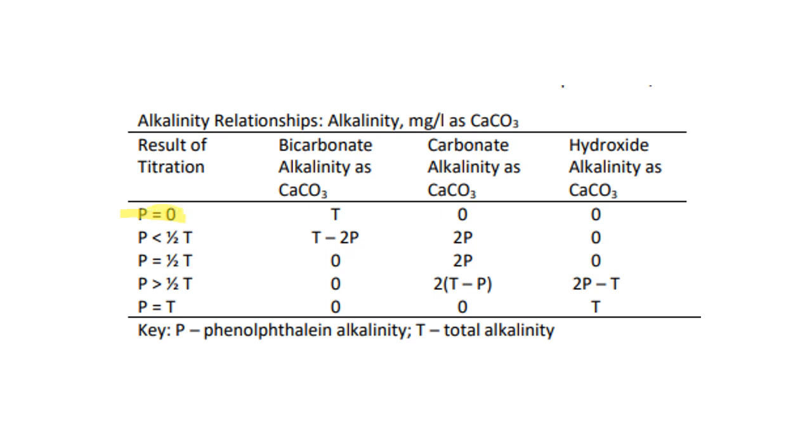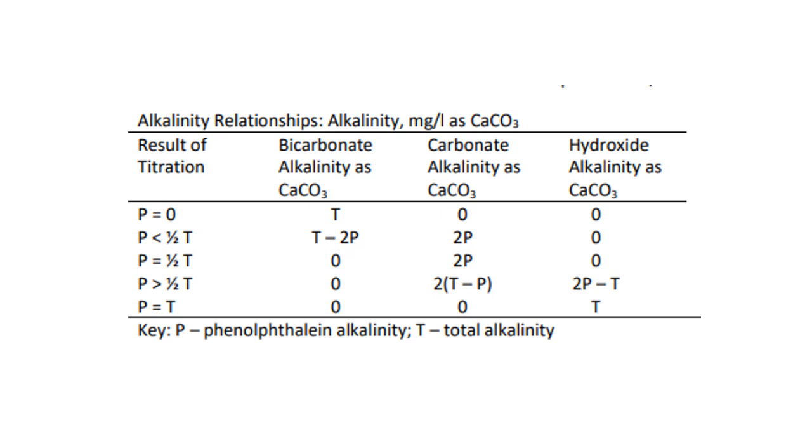And that would mean that bicarbonate alkalinity would be equal to the total alkalinity, your carbonate alkalinity would equal 0, and your hydroxide alkalinity would be 0. Now, for another example, if the P alkalinity is equal to the total alkalinity, that means there is going to be 0 bicarbonate, 0 carbonate, and all of your alkalinity is going to be hydroxide.